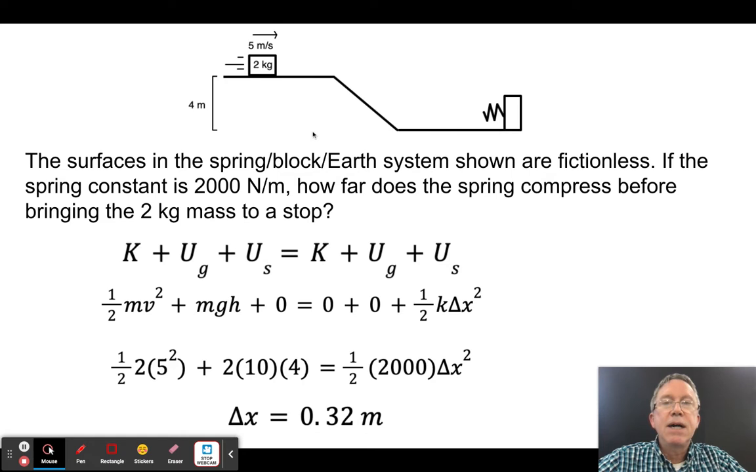Plus, I have 2 kilograms times g, which is 10, and I'm 4 meters up. So that gives me this here. So I'm going to add these up because I don't have any spring potential on this side.